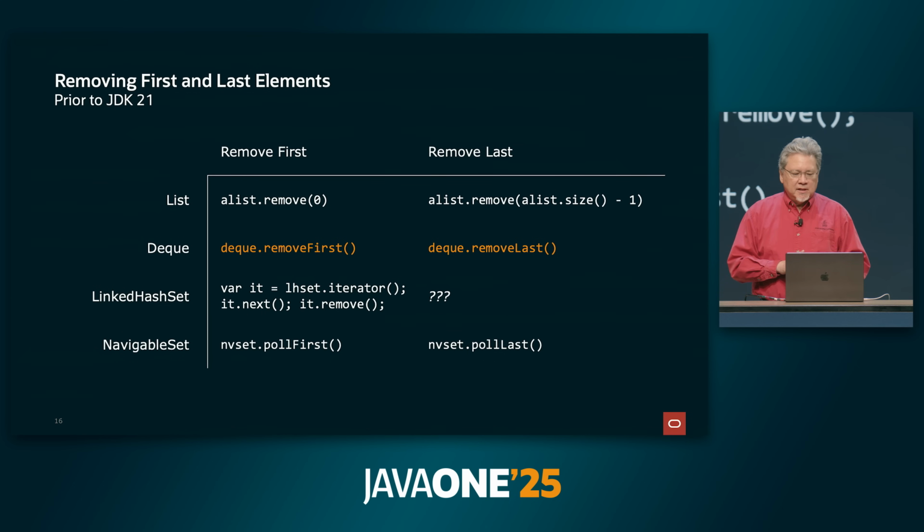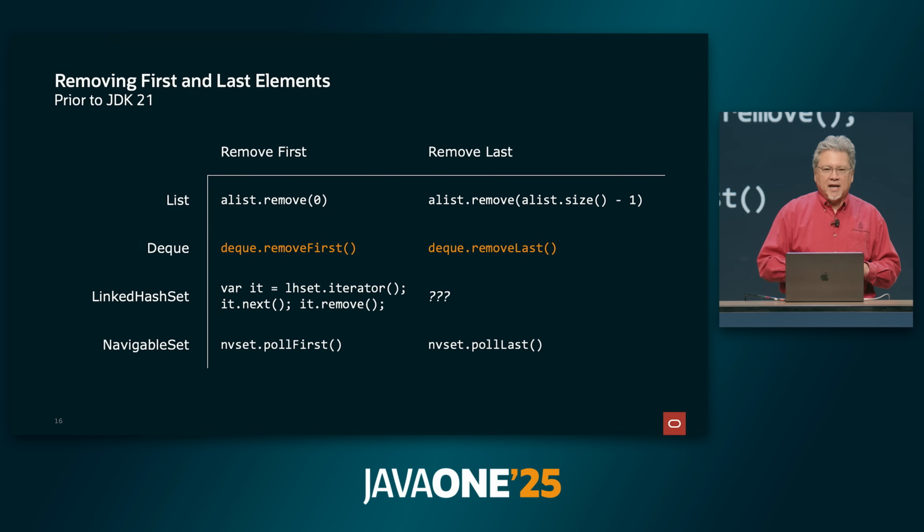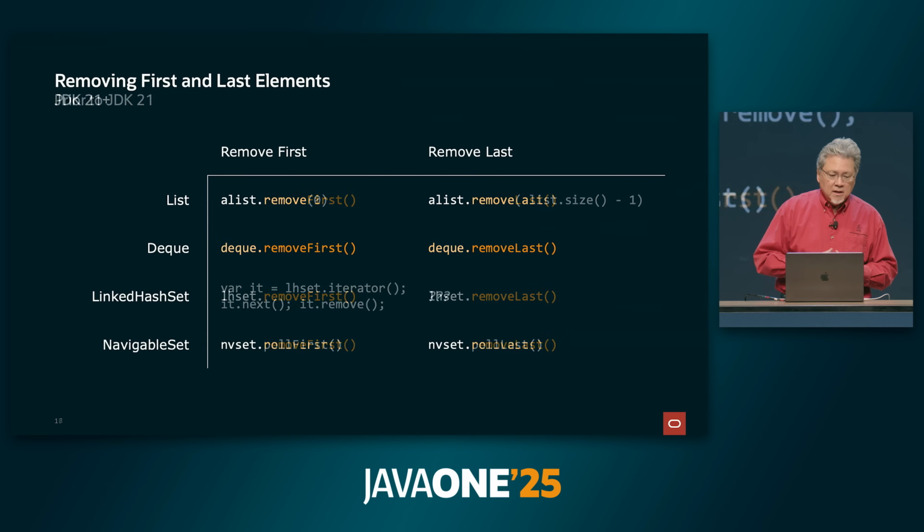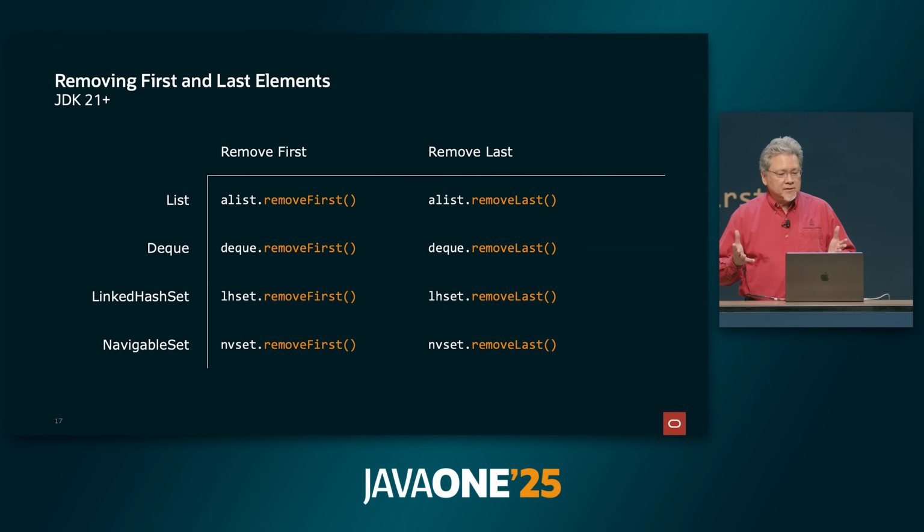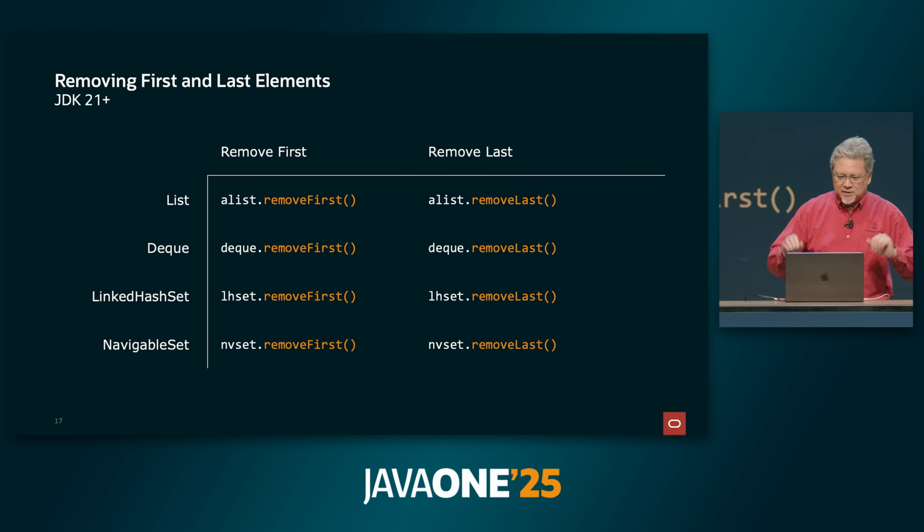NavigableSet is not too bad, but again, remove is spelled poll, so you can pollFirst and pollLast to get the first and last elements out of a NavigableSet. Okay, so now in JDK 21, since all of these inherit from SequencedCollection, everything is nice. To remove the first element, you just call removeFirst on any of these. To remove the last element, you call removeLast on any of these, and it just works.